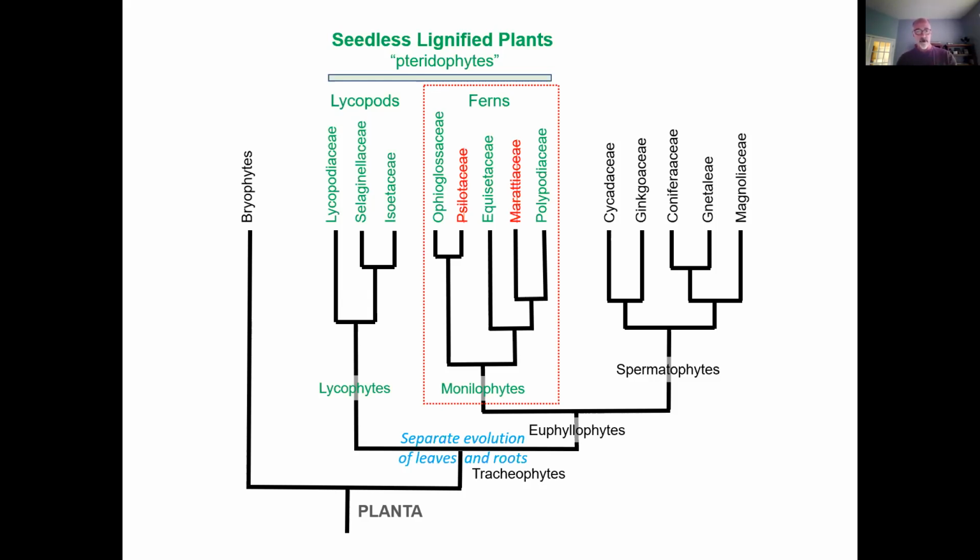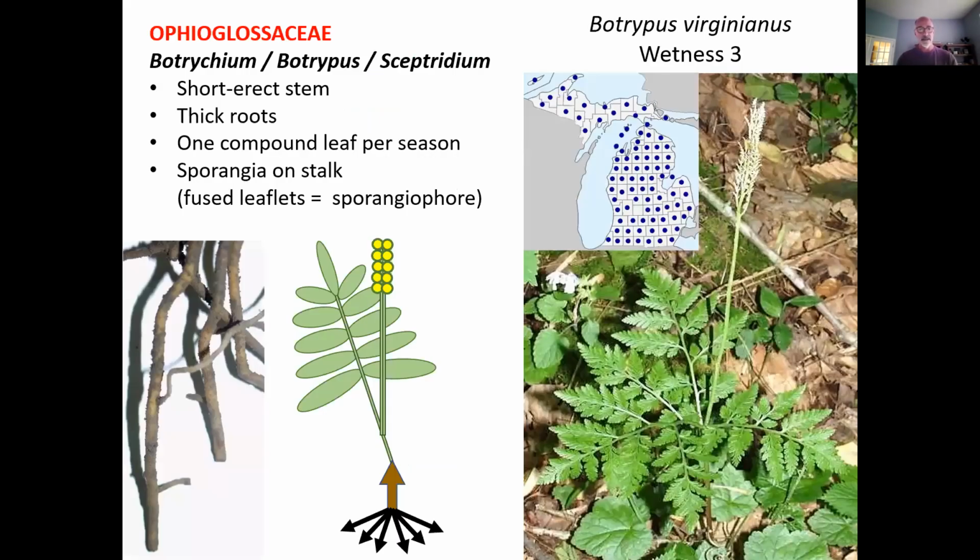So we're moving over. These plants, of course, also have roots. They also have leaves, but they've evolved leaves and roots completely independently of the lycopods. And first up is the Ophioglossaceae.